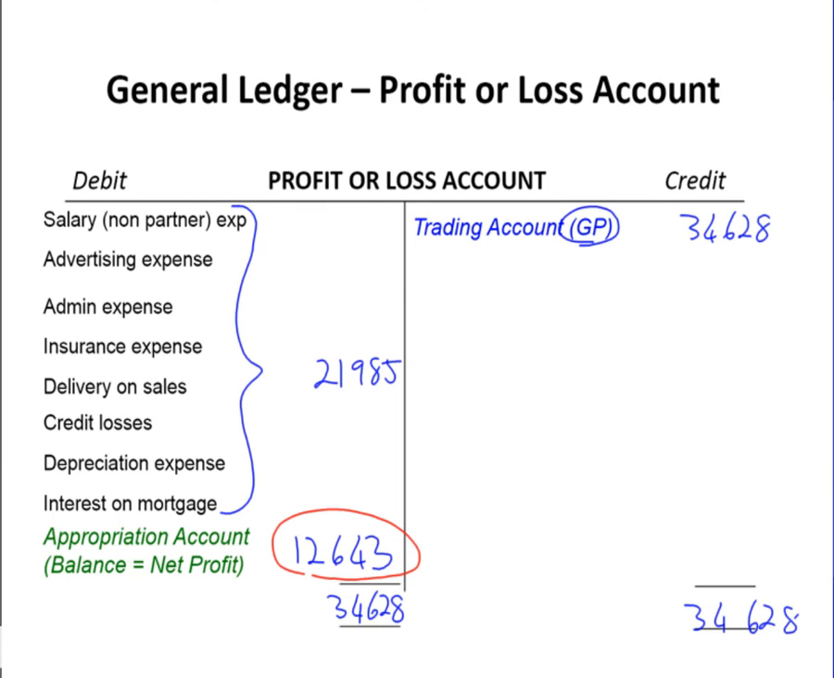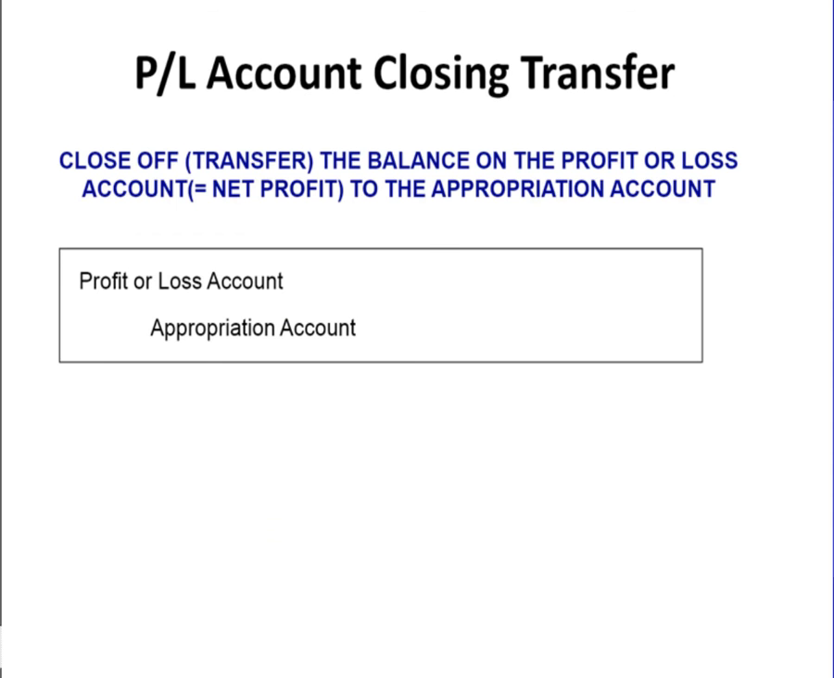So that 12,643, that is going to need to go into where, guys? The appropriation account, and it represents the net profit. So let's do that next. We are now going to debit the profit and loss account with the 12,643, and we are going to credit the appropriation account with that 12,643. Great, we're making progress. We're almost through all these general ledger accounts.